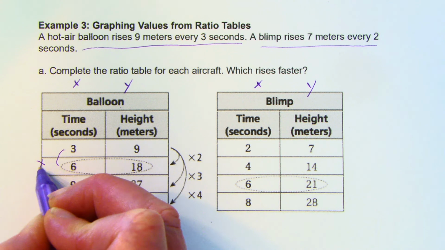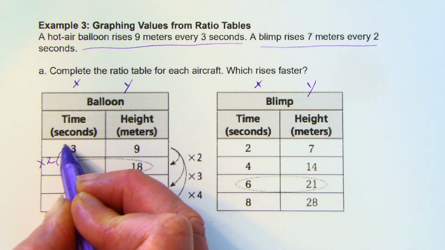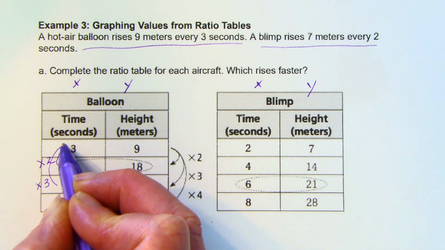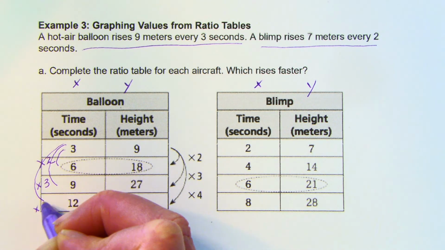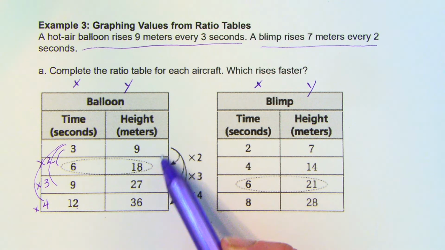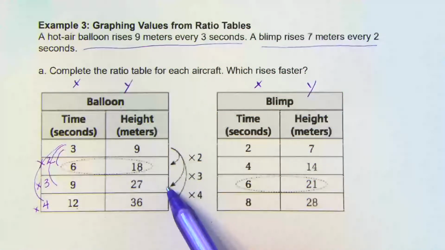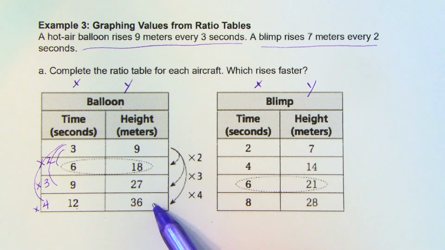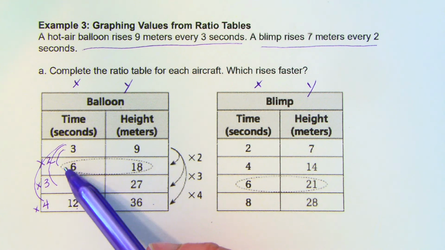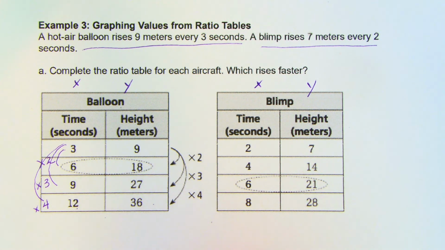And then it goes up. 3 times 2 is 6. 3 times 3 is 9. 3 times 4 is 12. All right, and then 9 times 2 is 18. 9 times 3 is 27. 9 times 4 is 36. All right, you have to do the same thing to both sides. And in this case, it's going up evenly. It's going up the same amount each time. That should always be the case.